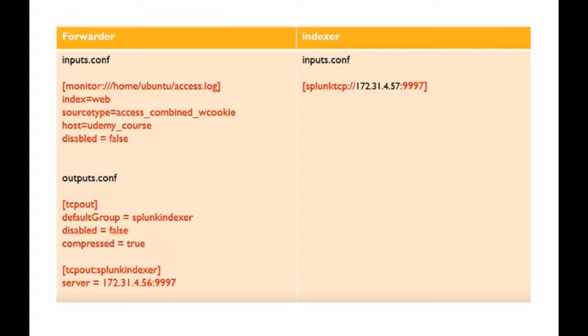Now in the forwarder, if you go to the input and output, in input you say what logs you want to collect and some index name which you want to store, source type, host, disabled false or true, whatever it is, and then in output you are sending to the indexer. Are you able to see that? Yes. So like that. When you get into the enterprise level, you'll modify that file, but because you are learning, you can use the UI part also.